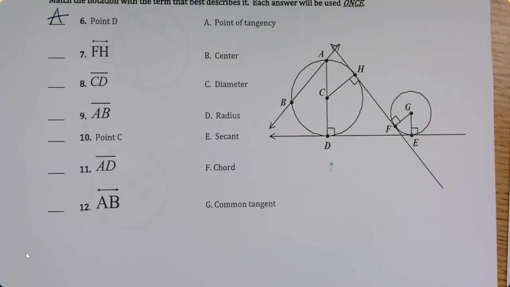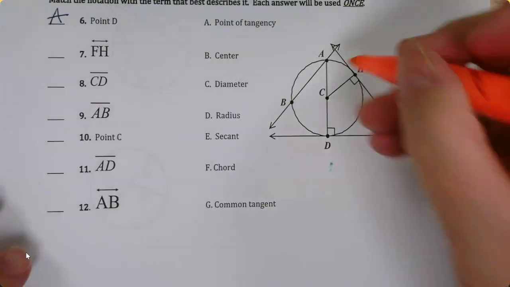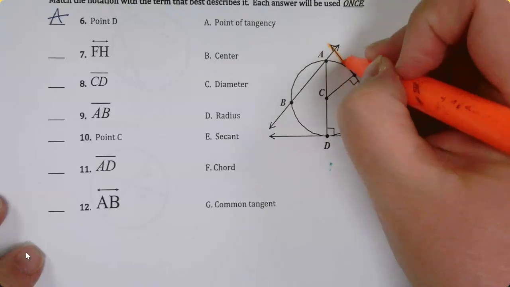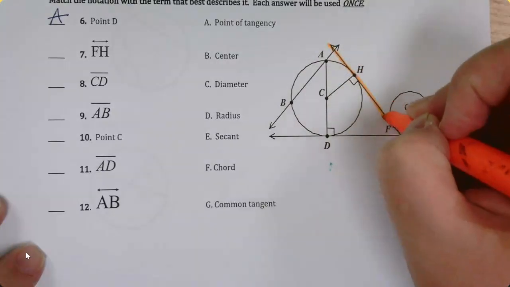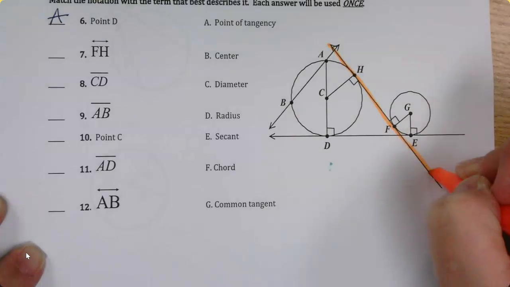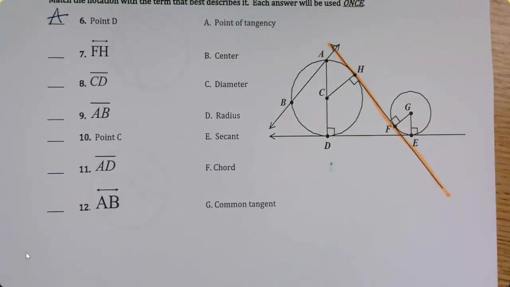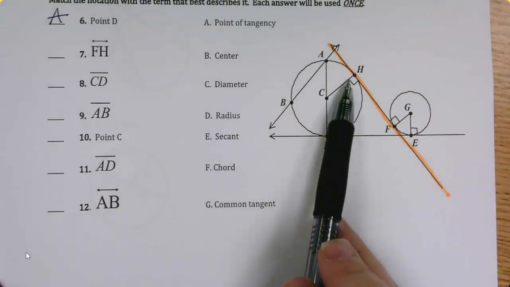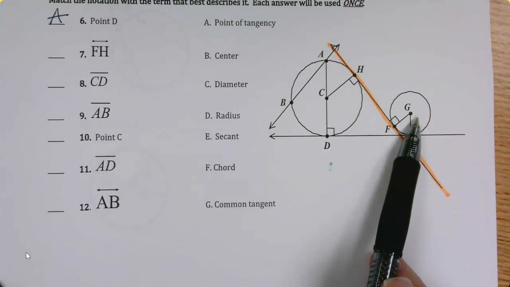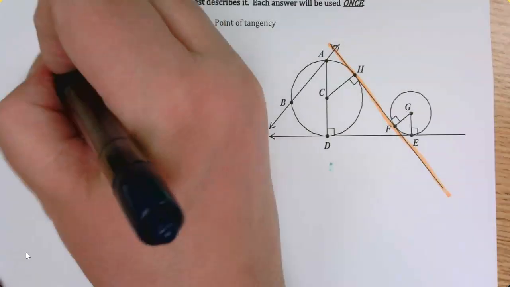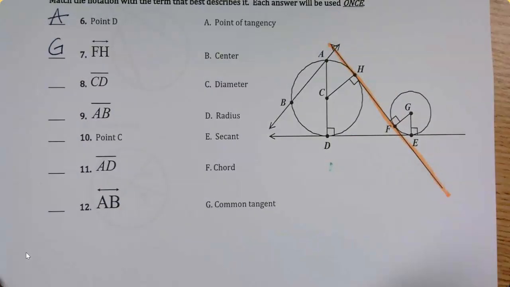Line FH, okay? Line FH is this line over here. It touches circle C in one point H, and it touches circle G in one point F. It doesn't go inside either circle. It just touches each one in one point and then keeps on going. That's a common tangent. It's a tangent for this circle and a tangent for this circle. So that's what a common tangent is. It's a tangent that two circles have in common, you could say.